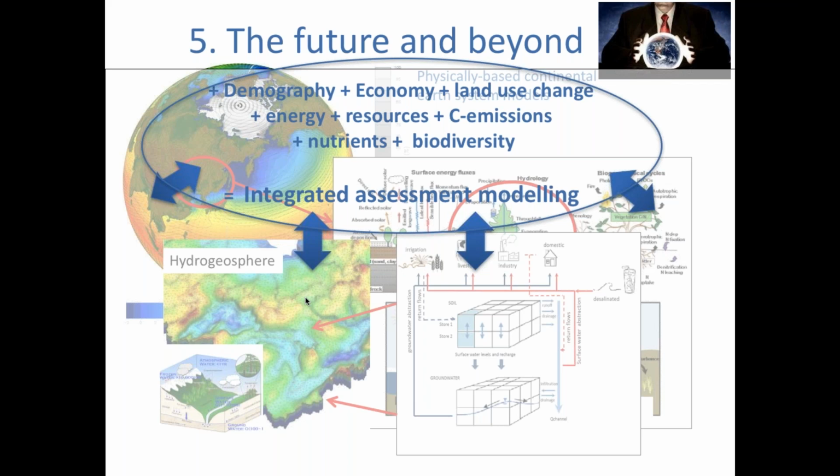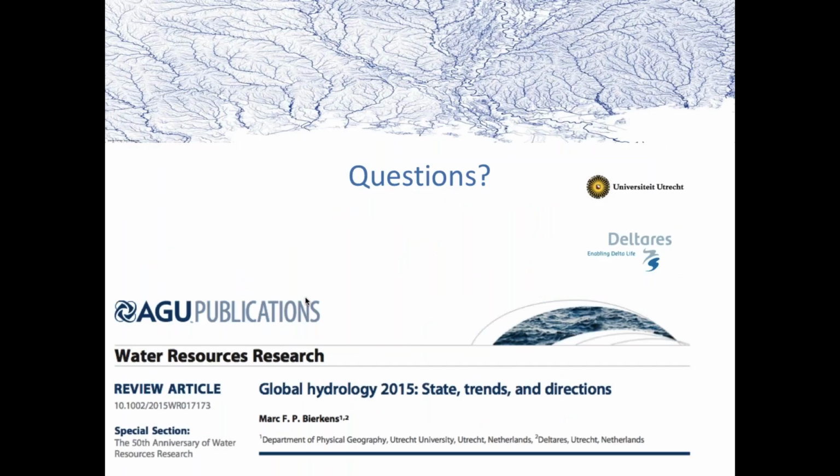put into an integrated assessment modeling framework that drives these Earth system models in terms of demography and economy, land use change, available energy and resources, etc. So we're moving basically to Earth system models, part of integrated assessment models, where hydrology is just one of the puzzles that we have to resolve at a global scale, at high resolution, with all the challenges that are out there. So that concludes my talk, and if there are any questions, I'm open.